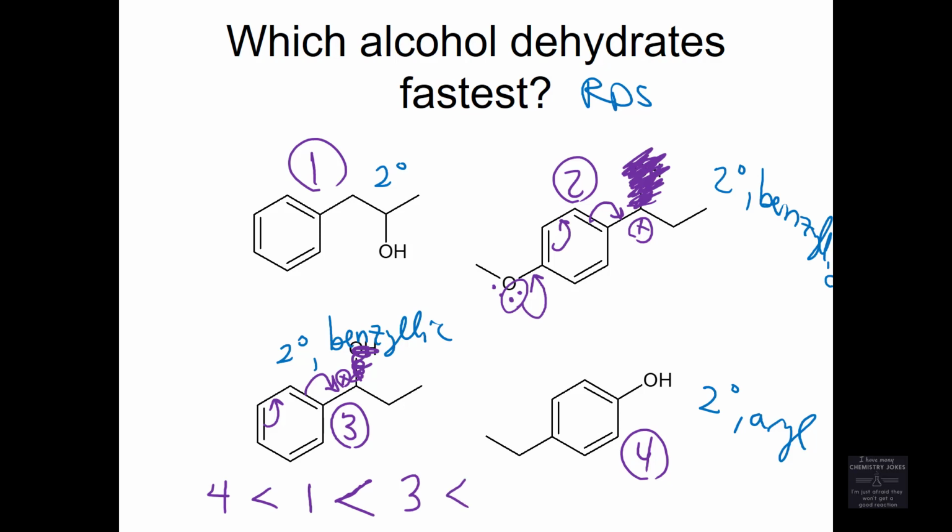So that leads me to say that number 3 is very, very, very stable, but it's not as stable as number 2, which has this extra electron donating group. Remember, electron donating groups make carbocations more stable.